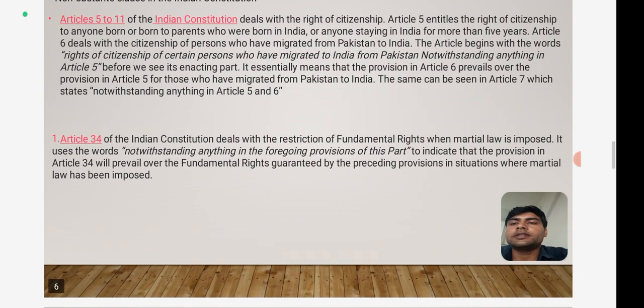Article 34 of the Indian Constitution deals with the restriction of fundamental rights where martial law is imposed. It uses the words notwithstanding anything in the foregoing provisions in this part, indicating that the provision in Article 34 will prevail over the fundamental rights granted by the preceding provisions in a situation where martial law has been imposed.